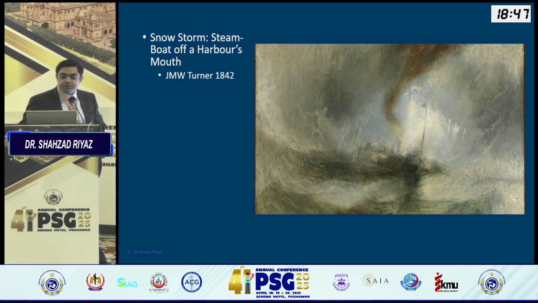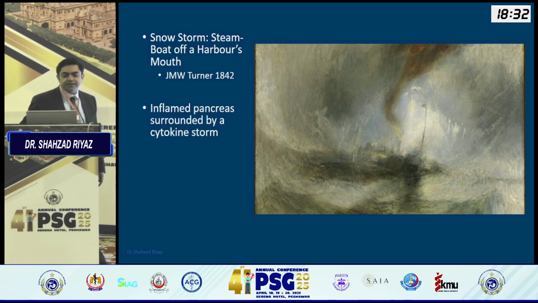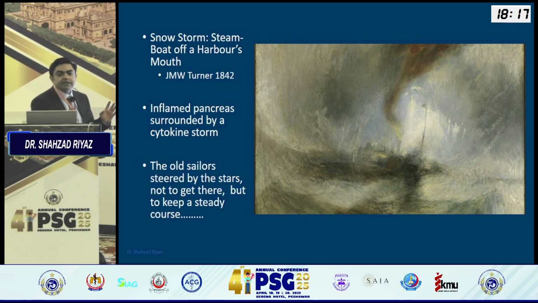And the story goes that the painter, Turner, was so interested in capturing the essence of a storm that he tied himself to the mast of a ship so that he could actually feel how a storm is before he painted this painting. And if you use your imagination, the pancreas is quite similar to this boat, which is stuck in a cytokine storm. So it has fuzzy margins, it has no clue what's happening, and it is in trouble. And as the old sailors said, when a boat is stuck in a storm, the idea is not to reach your destination, it's to ride the storm.